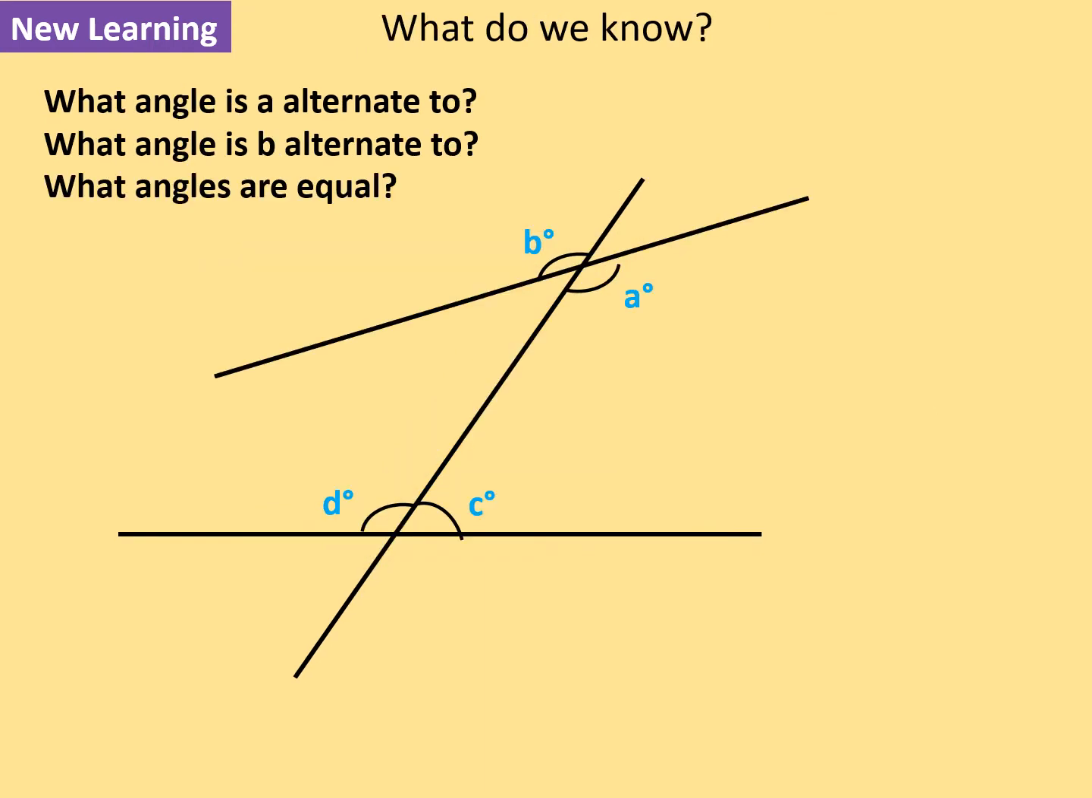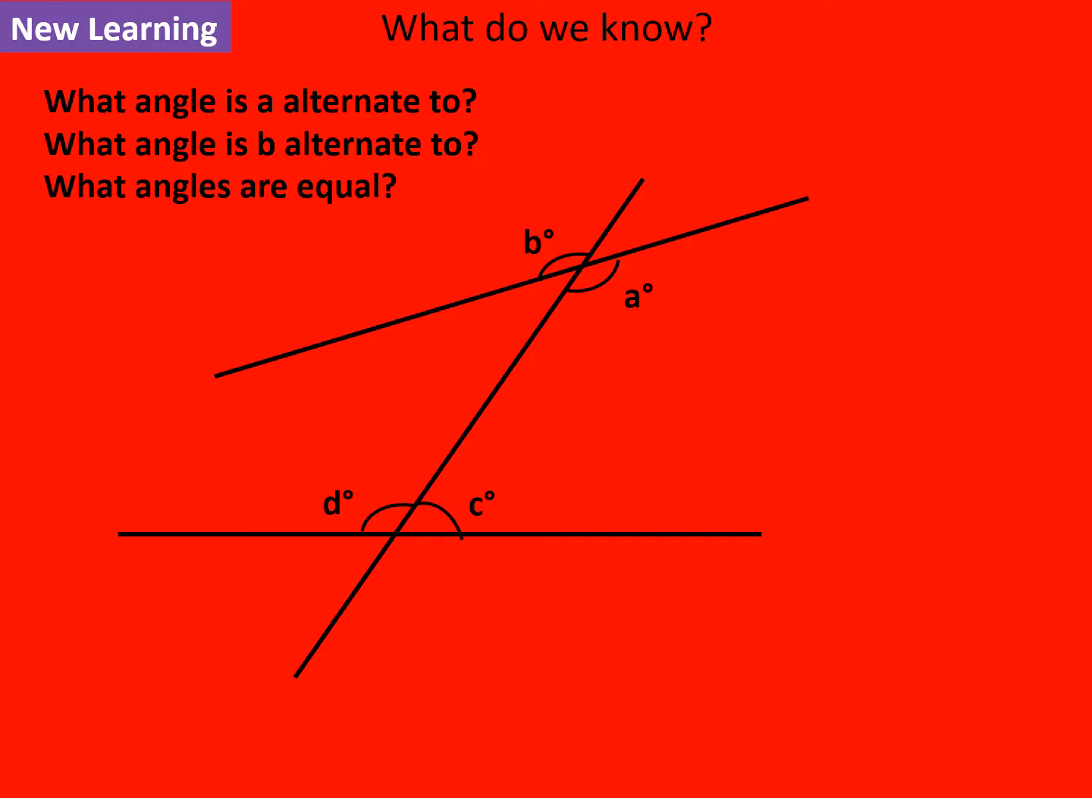Now that we have gone through the concept corner and two additional examples, I would like you to have a go at these three questions on the paper that you have in front of you. What angle is A alternate to? What angle is B alternate to? And what angles are equal? I would like you to get a timer and time 5 minutes to answer these three questions on your paper in full sentences if you can. Please pause the video, time 5 minutes, and off you go.